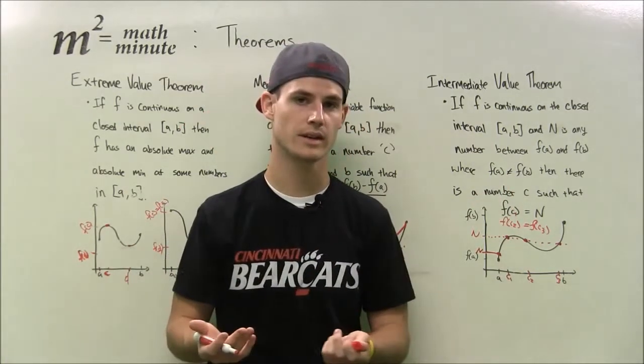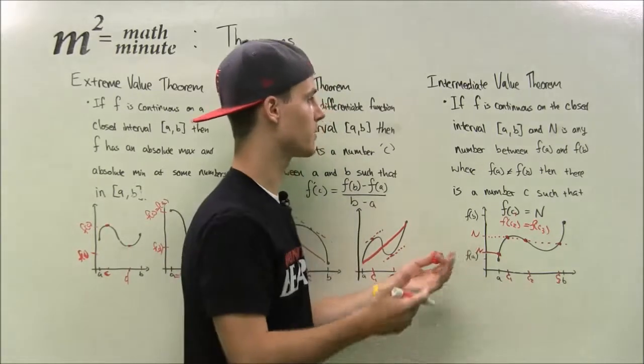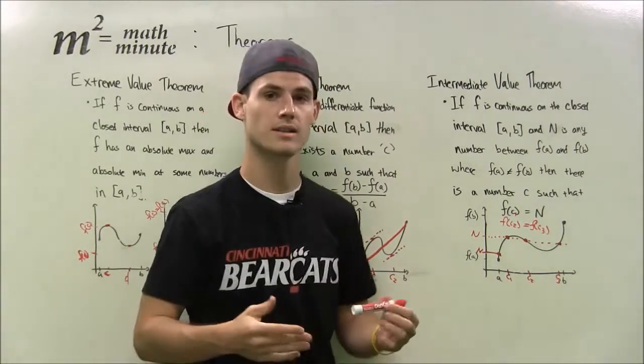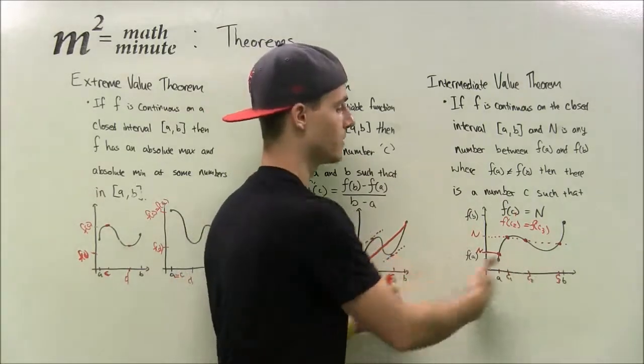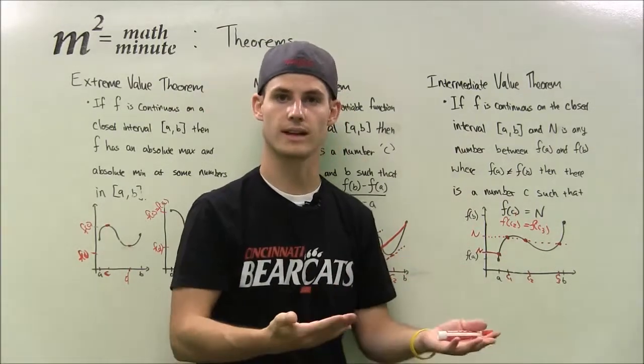So that's all the intermediate value theorem says, and that's one example of it. If it's continuous, then you can pick any value n, and there has to be a c value, or an x value, to go with it.